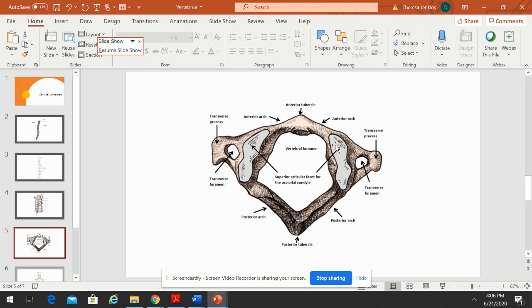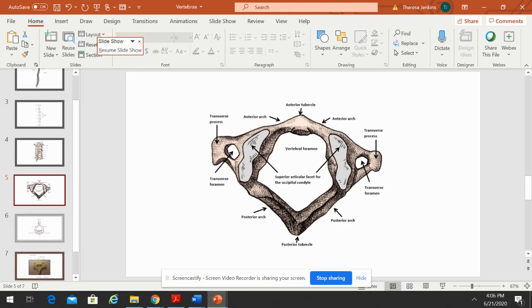You can also see the superior articular facets. The superior articular facets articulate with the occipital condyles of the occipital bone. Bilaterally, you can see the posterior arch, and you can also see the posterior tubercle.